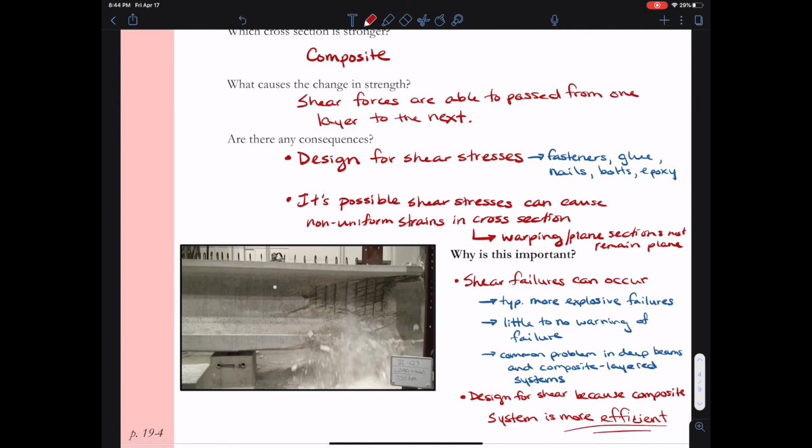So hopefully I've convinced you that shear stresses are important in our beams. If you want to see a couple videos of failures, search concrete shear failures. Otherwise, in our next video, we're going to take on an example problem where we look at a built-up cross-section.